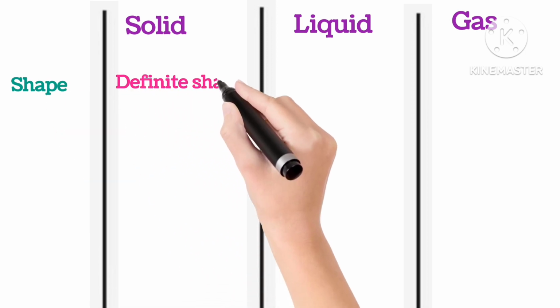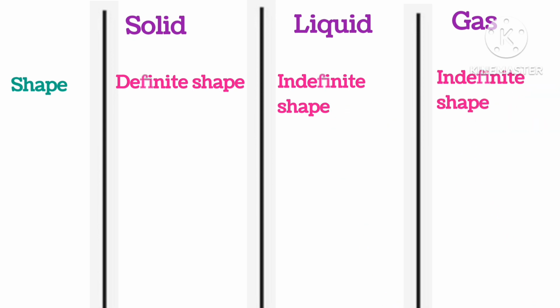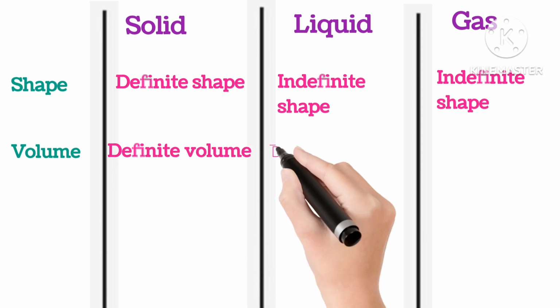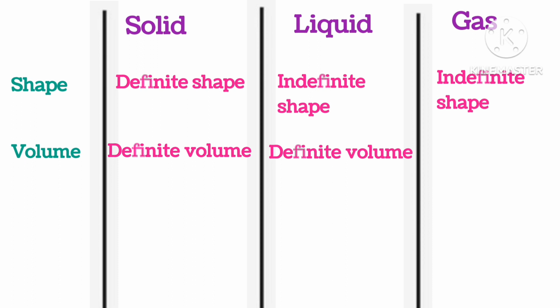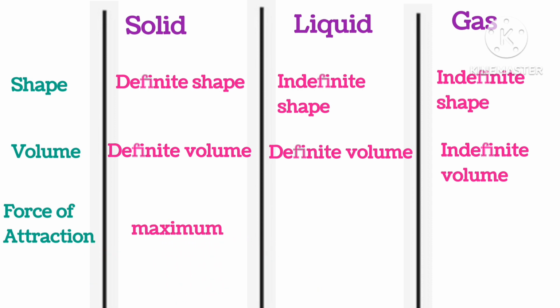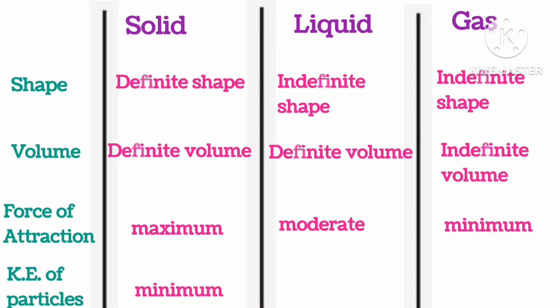Solids have a definite shape, liquids have indefinite shape and gases also have indefinite shape. Solids have definite volume, liquids also have definite volume, but gas has indefinite volume. Force of attraction is maximum in solid, moderate in liquids, and minimum in gas. Kinetic energy of the particles is minimum in solids, moderate in liquid, and maximum in gases.